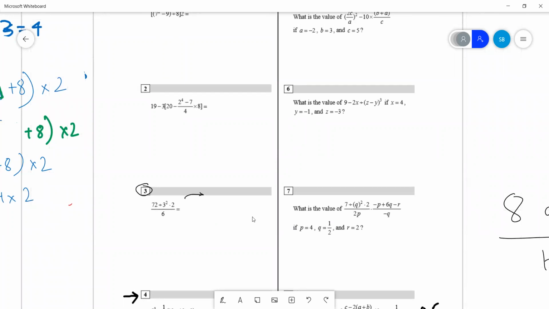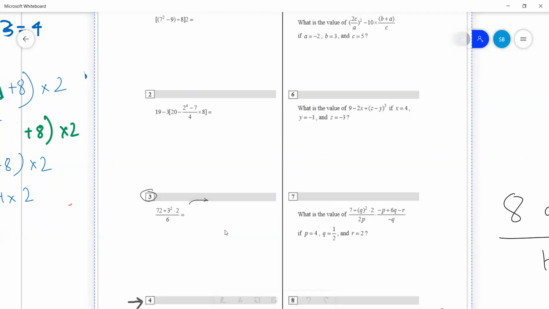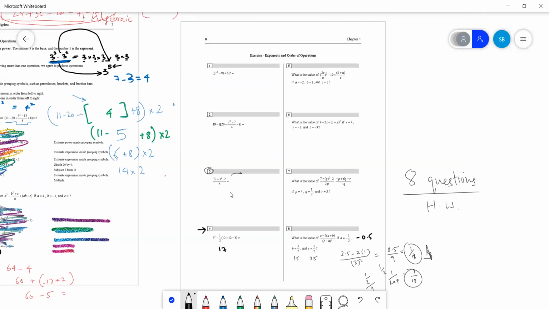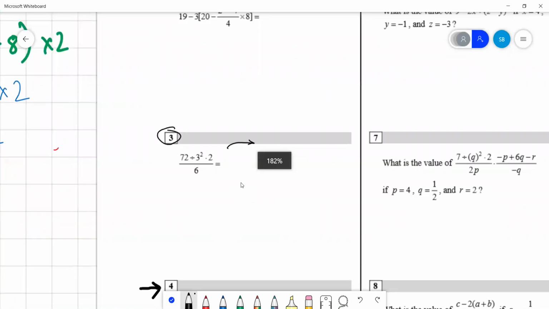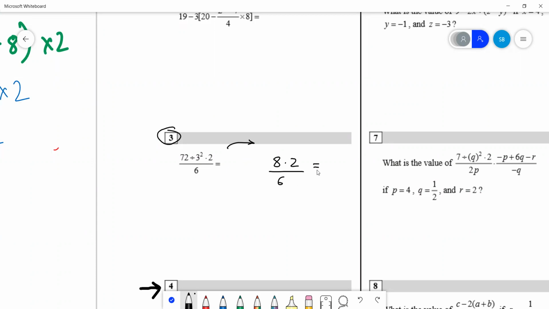Yes, correct. Okay, so first I did the exponent, 3 to the second power, and that's 9. So then 72 divided by 9, times 2, over 6. So how much is 72 divided by 9? 8. 8 times 2 over 6. So after that, 8 times 2 is 16, divided by 6, and then?